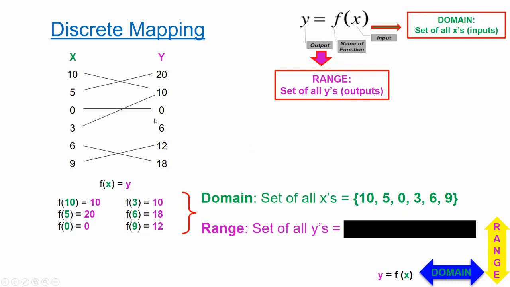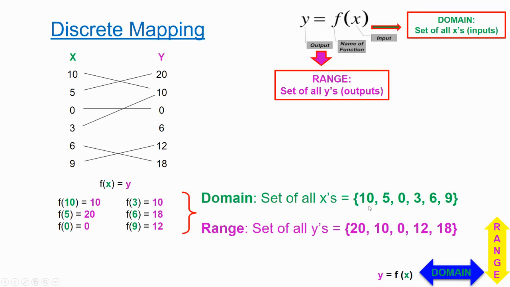Take a look at this y. Is this y going with any x? No. Okay, so even though it's listed, it's not part of my range, right? Let's take a look. If the outputs are all 10, 20, 0, 10 again, remember I can have two 10s here as long as not one x is going to two different y's, right? So I can have repeats here. Okay, so 10 is used twice. And then I have 0, 18, and 12 right here.